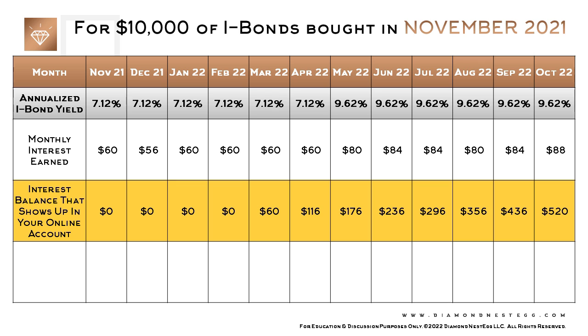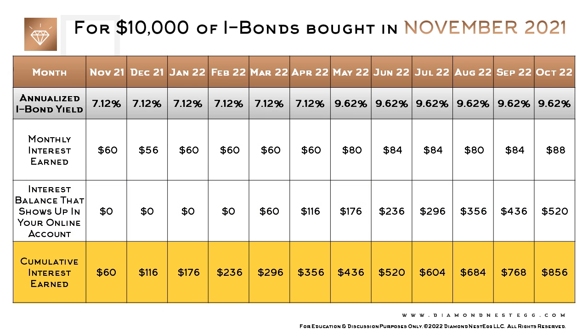As you can see, and as I explained earlier, in the first 4 months, you see 0 interest in your online account. When you get to month 5, you'll see the interest from month 1 show up in your online account. And in month 6, you'll see the interest from month 1 and 2. And in month 7, you'll see the interest from month 1, 2, and 3, and so on. And down at the bottom here, that's your actual cumulative interest earned.